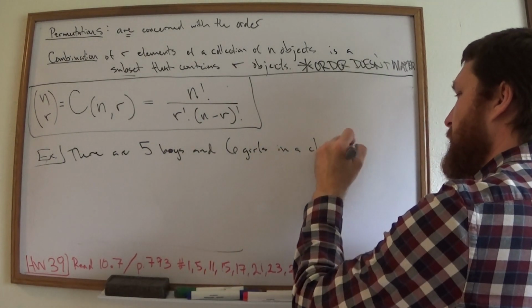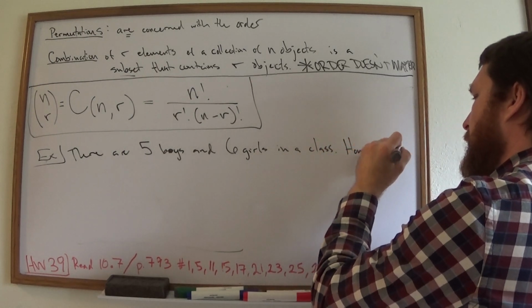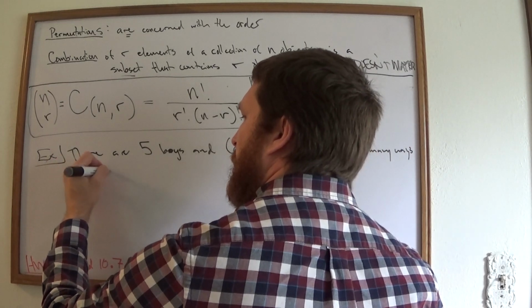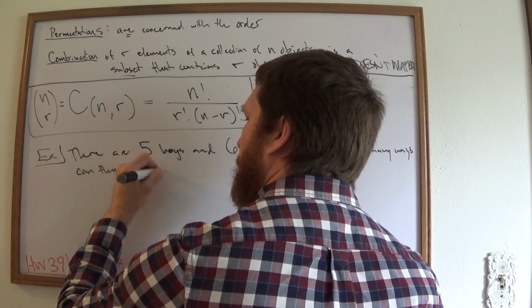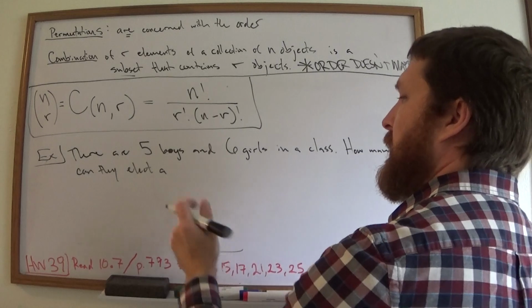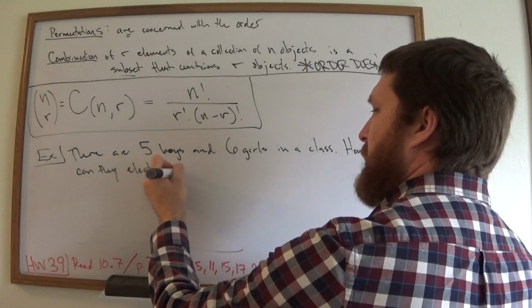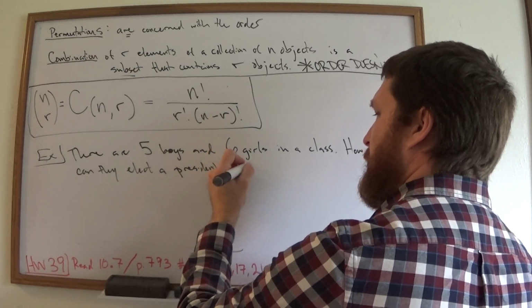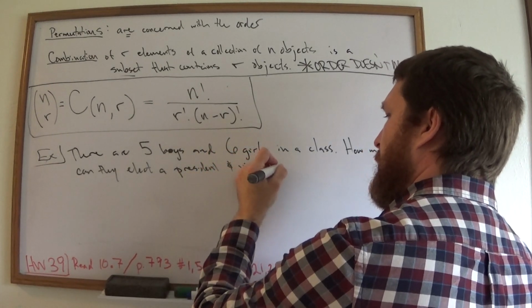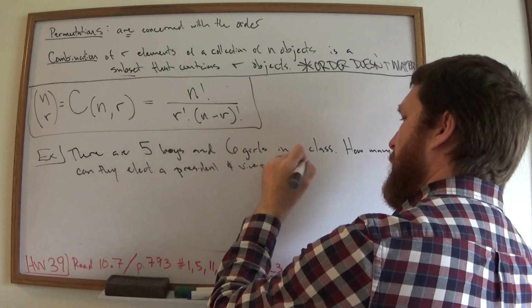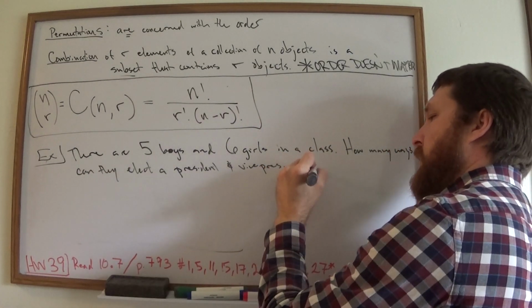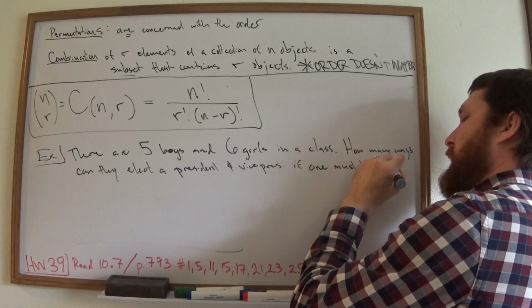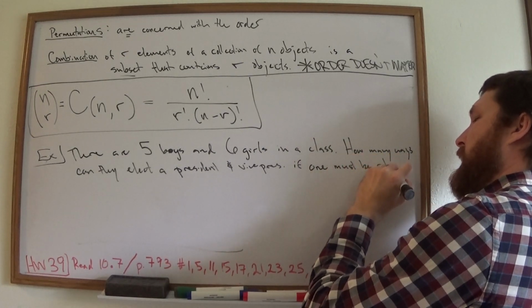how many ways can they elect a president and vice president if one must be a boy and the other a girl?